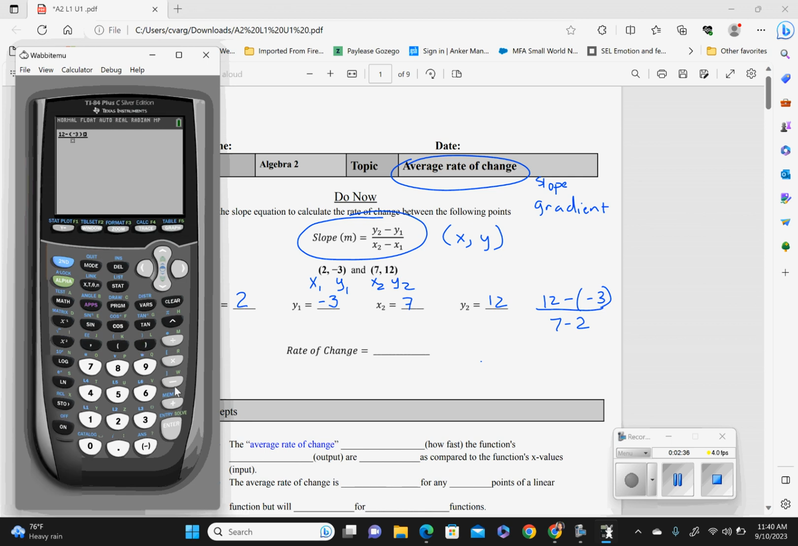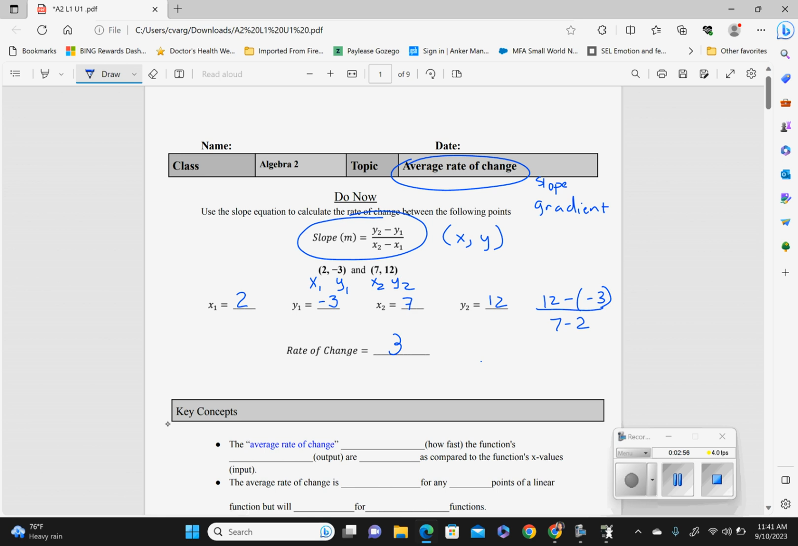The minus sign, just so you know, is here, and the negative sign is here. So there is a difference. If you were to put 12 minus -3 using the wrong key, it would give you an error. Then on the bottom is 7 minus 2. Then you just hit enter, and it'll give you 3. So our slope, or our gradient, or our rate of change is 3. Usually they call it m, right? So you see that right here, m, and that's something that we do need to know.